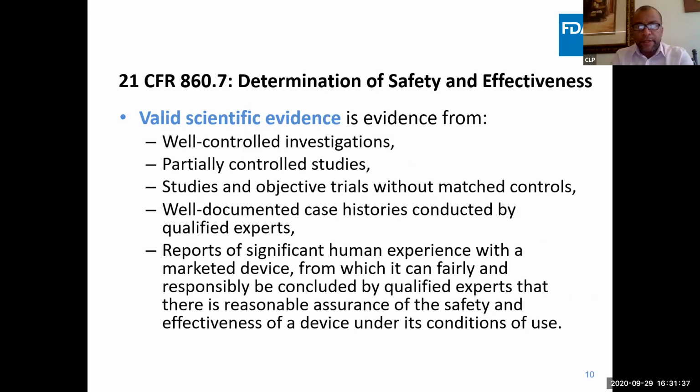One very important consideration is how we define valid scientific evidence that I mentioned in the previous slide, which can include well-controlled investigations all the way to reports of significant human experience. The take-home message here is that despite the variety and the multiple ways in which evidence may be submitted to the agency, we use a variety of data sets and a variety of other information to reach a conclusion about a device to help potentially bring promising medical products to patients in the US.